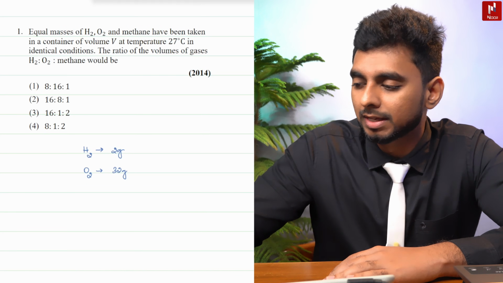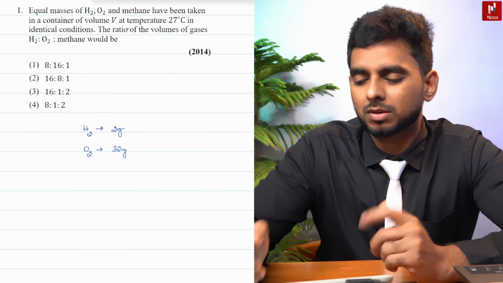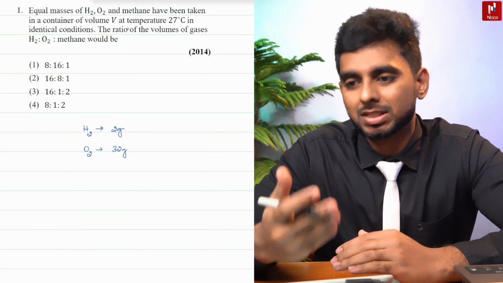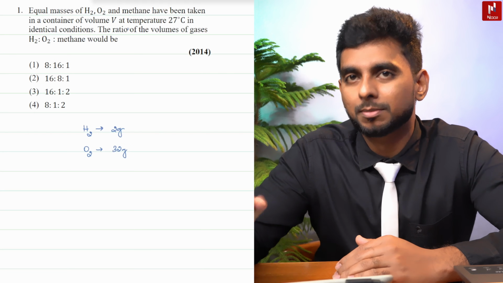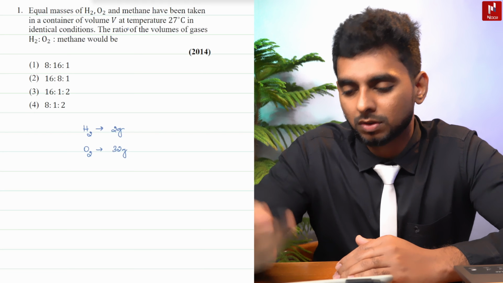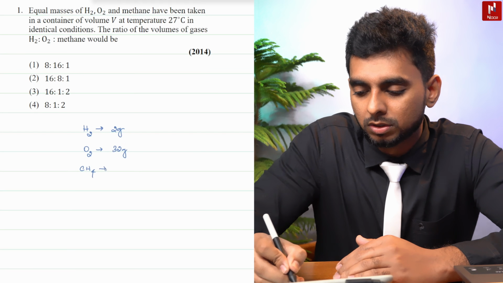Then you have methane. If you do not know the chemical formula for methane, do not worry about it. As we progress in chemistry, you will end up memorizing these simple chemical compounds and they will flow automatically. So I'll just give it to you straight away, which is CH4. Got it? So CH4 is methane.